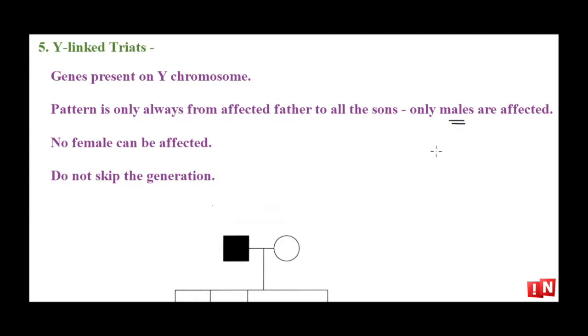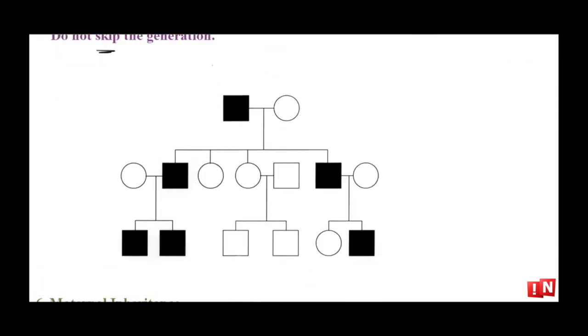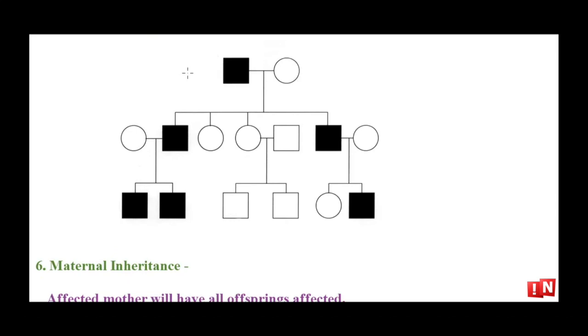Because females don't have a Y chromosome, only males would be affected. An affected father would have all affected sons. No female whatsoever will be affected, and it does not skip a generation. Unless you don't have a son in the generation, it is not going to skip. So we can't say skipping of generation in that case. So if you have an affected male, an affected father would have all affected sons.